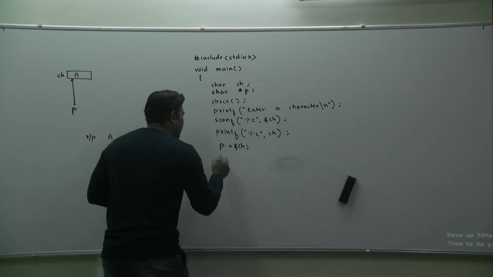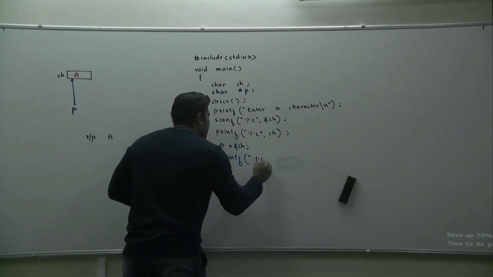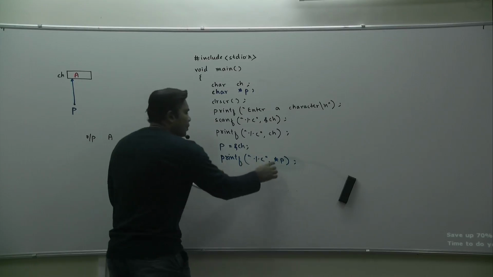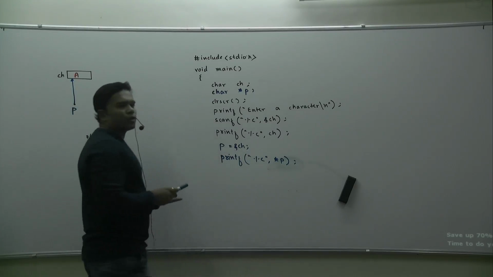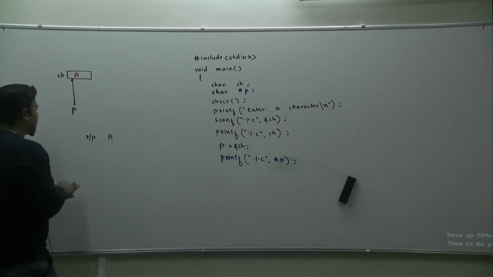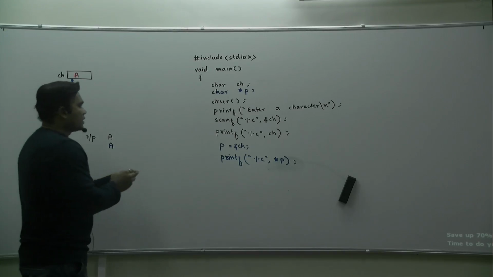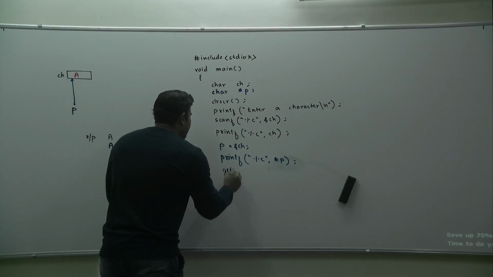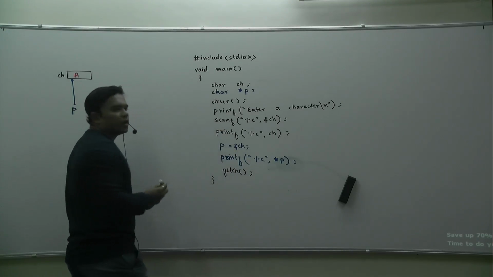I would write it completely: printf %c star p. In other words, penetrate the pointer and print the output in the character format. If I write it like that, then it will print a. Obviously, at the end of the program, I will have to write getch. This is the beginning of the main, and this is the ending of the main.